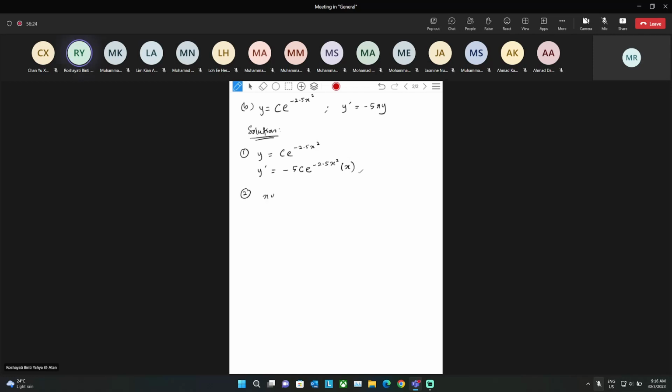And then after that multiply with x: xy prime equal to negative 5c exponential negative 2.5 x square, x square. Here you have c exponential negative 2.5 x square, which is y, so that xy prime equal to negative 5y x square. So you can cancel x with this x, so y prime equal to negative 5yx. So it is verified. Okay?